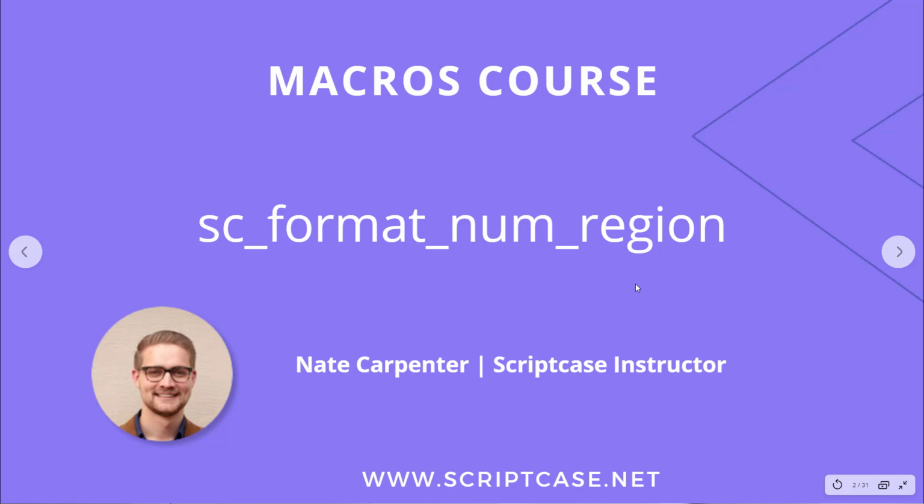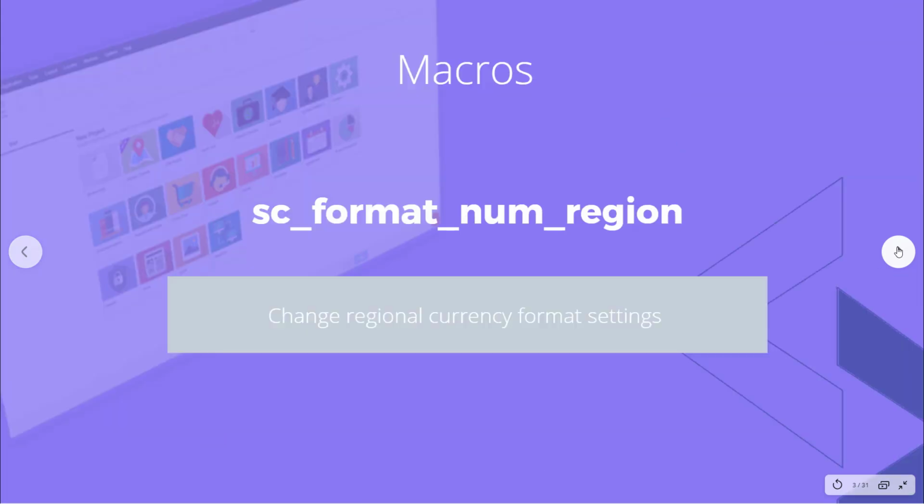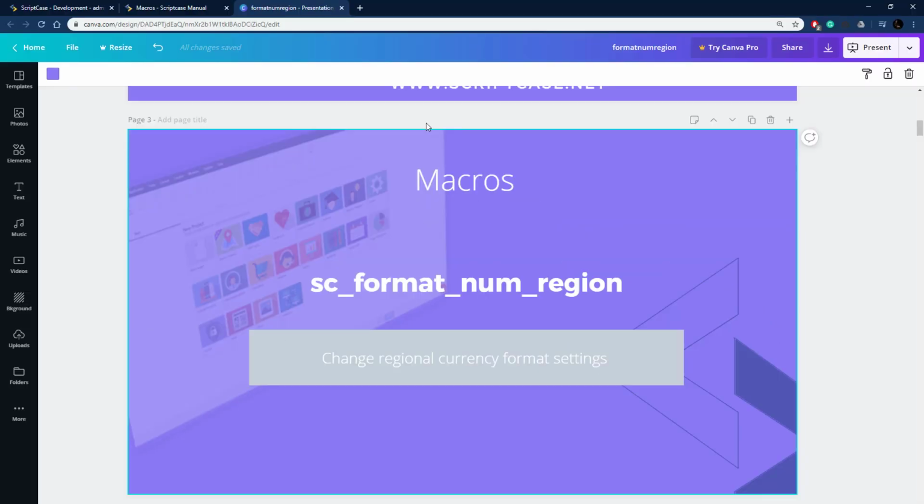This macro gives us some really good functionality. Let's go ahead and look at what it does for us. It changes the regional currency format settings for a field. So this is specific to our currency settings, regional currency settings.